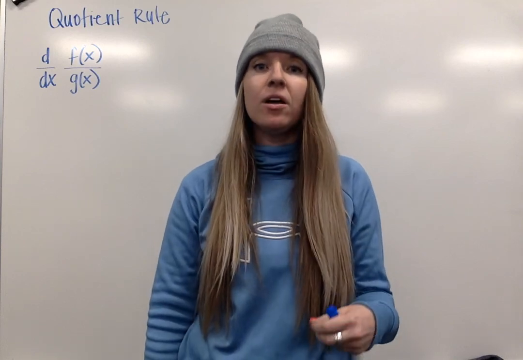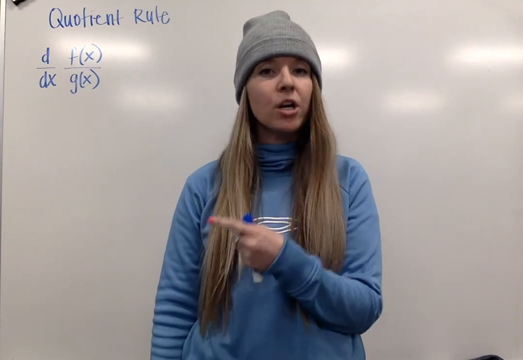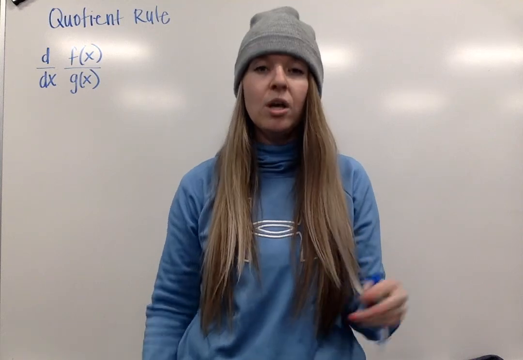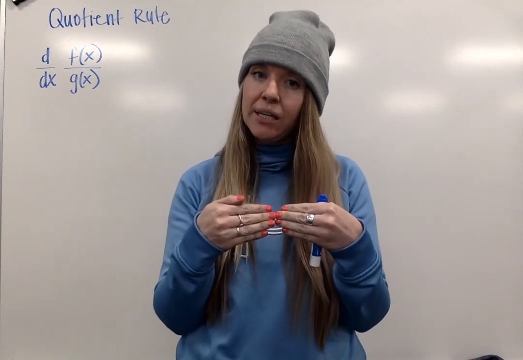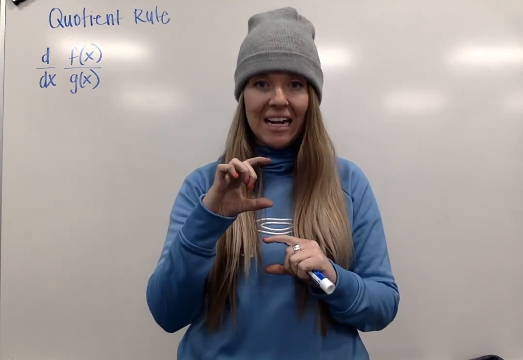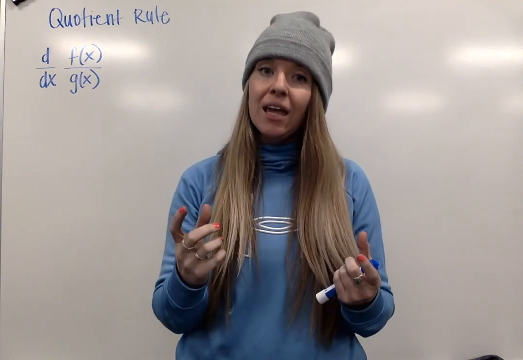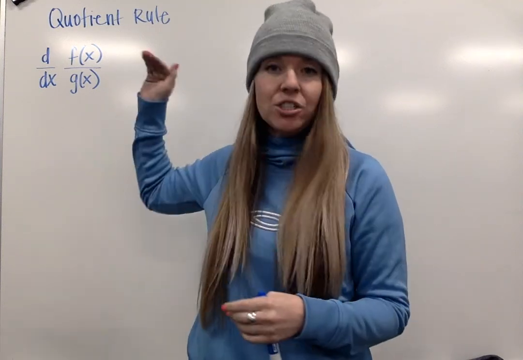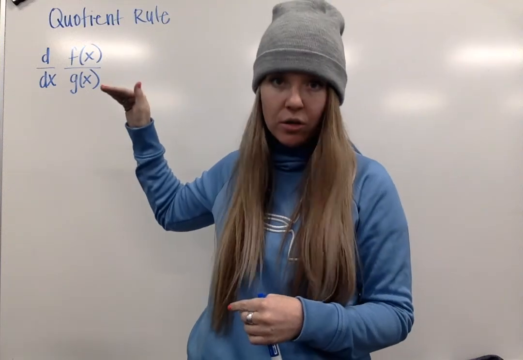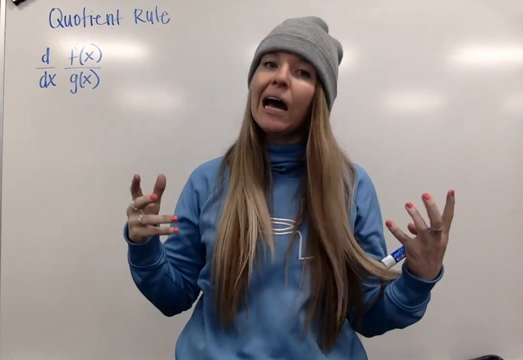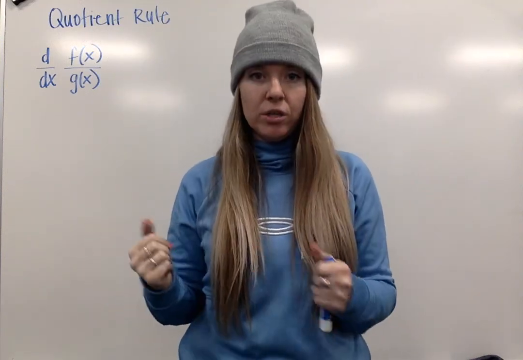Now that we have the product rule under our belt, we're going to go ahead and take a look at the quotient rule. So instead of multiplying two functions together, we are dividing two functions. And again, the rule doesn't work. I can't just take the derivative of the numerator and put it over the derivative of the denominator. Not how it works. We actually have to follow this rule.